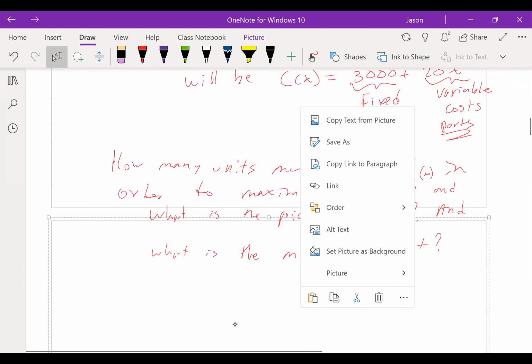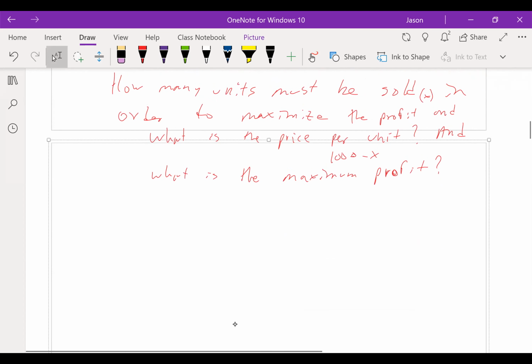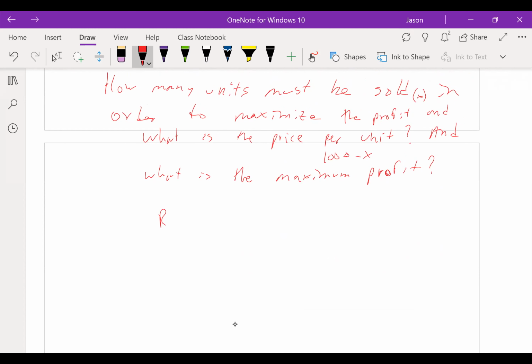So let's figure out what our profit function is first. What's the revenue going to be? The revenue is the price times the number of units. The price is dictated by how many units I sell, so 1,000 minus X times the number of units. The number of units is X. So the revenue here ends up being 1,000X minus X squared.